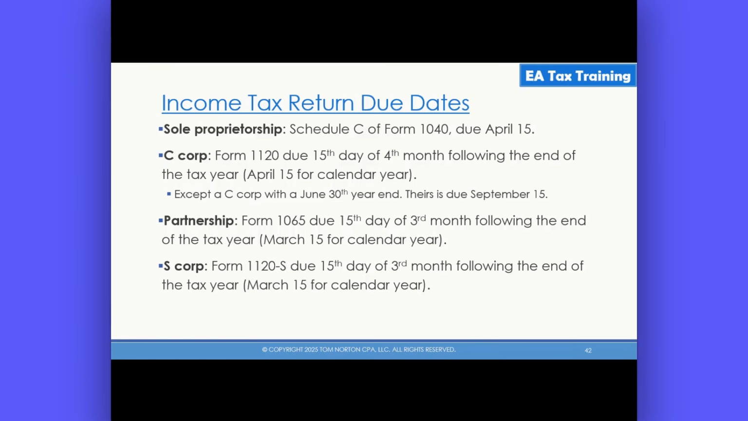For the pass-through entities, the partnership and the S corporation, theirs are due on the 15th day of the third month following the end of the year. So let's think about this. Why would that be? Why would theirs be due on the 15th day of the third month, whereas the others are due on the 15th day of the fourth month?